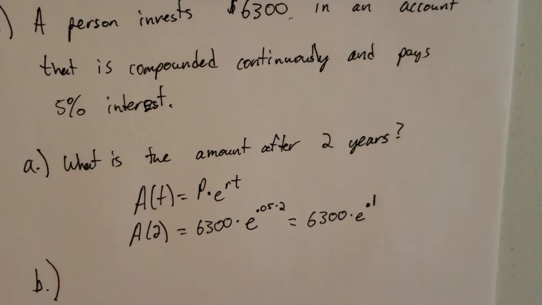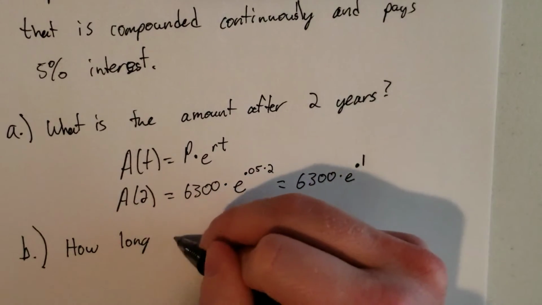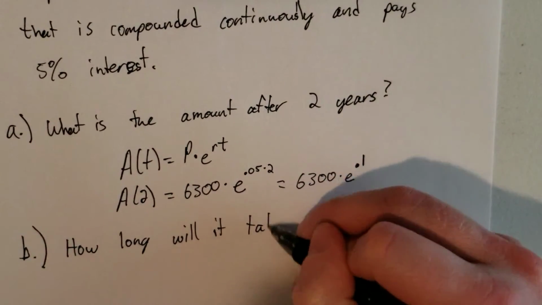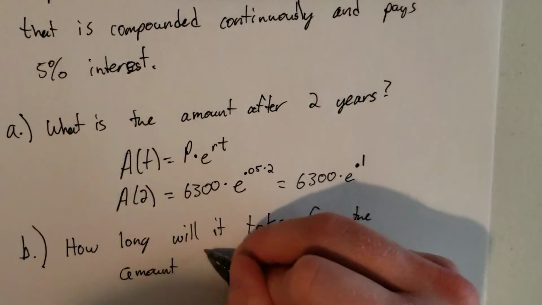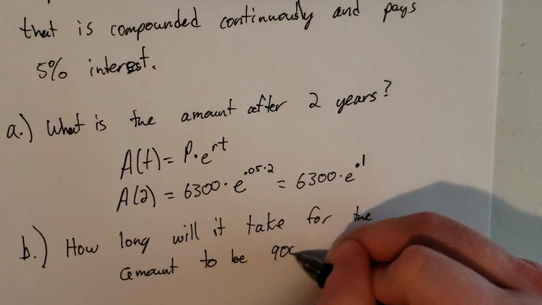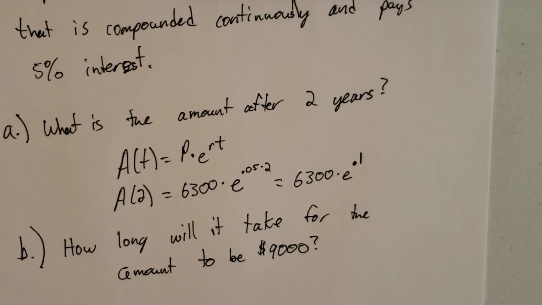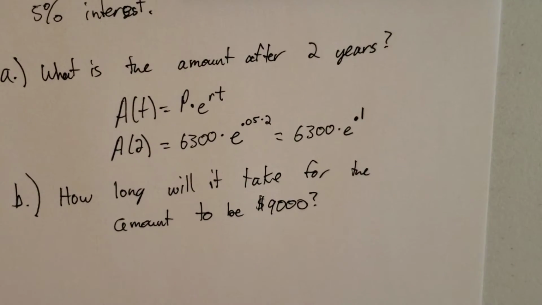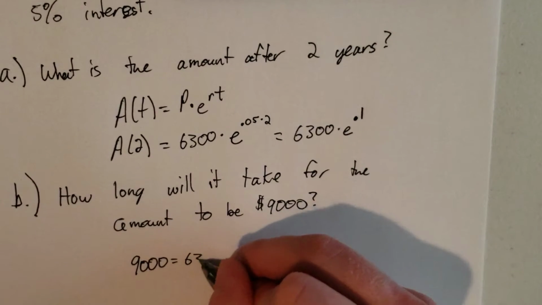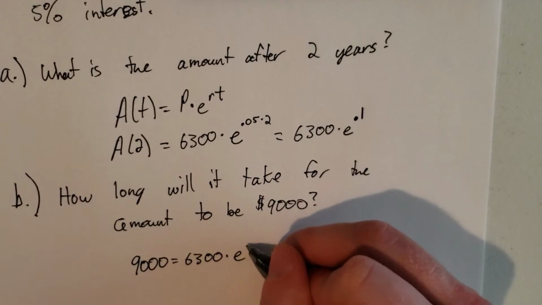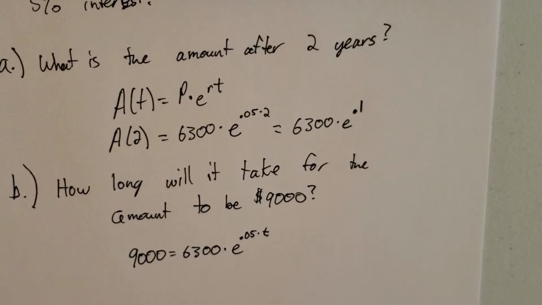For part B, we want to ask, how long will it take for the amount to be $9,000? And here, we want the final to be 9,000, so that's our A of t. So we get 9,000 is equal to 6,300 times e raised to the r, which is 0.05, times t. And t is what we don't know. That's what we're looking for in this problem.